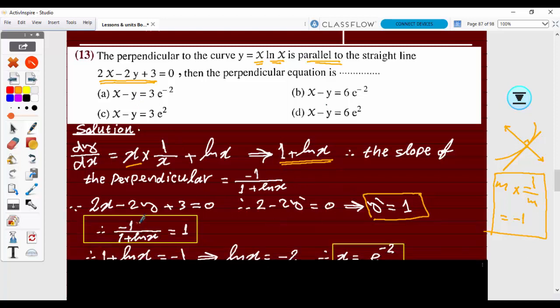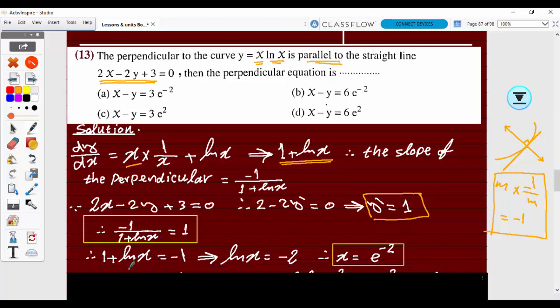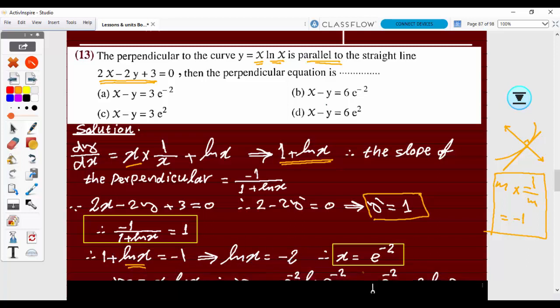So we put -1 over 1 plus ln x equals 1. And from that, by cross multiplication, 1 plus ln x equals -1. And from that, ln x equals -2. We can deduce that x equals e power -2. If ln x equals -2, then x equals e power -2.